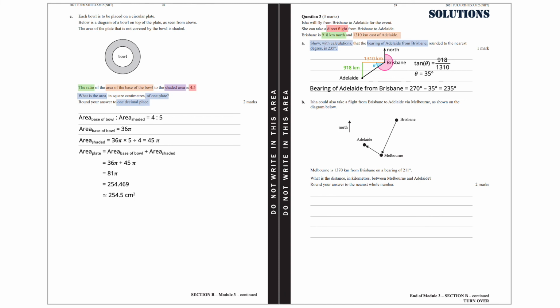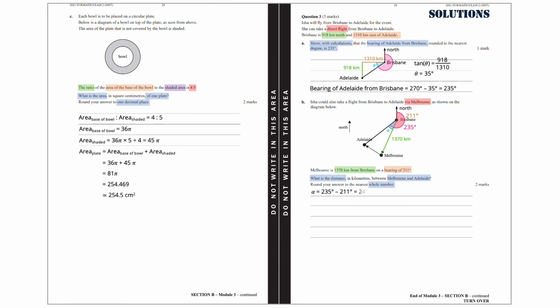Part B. Aisha could also take a flight from Brisbane to Adelaide via Melbourne, as shown on the diagram below. Melbourne is 1,370 kilometers from Brisbane on a bearing of 211 degrees. What is the distance in kilometers between Melbourne and Adelaide? Round your answer to the nearest whole number. Let's draw the distance from Adelaide to Brisbane, and the angle formed is angle alpha. Alpha equals 235 degrees minus 211 degrees equals 24 degrees.